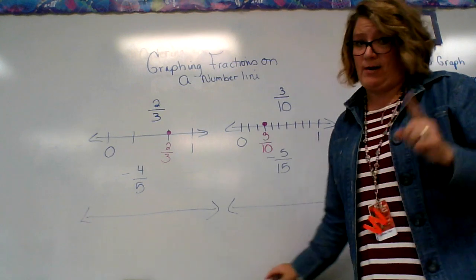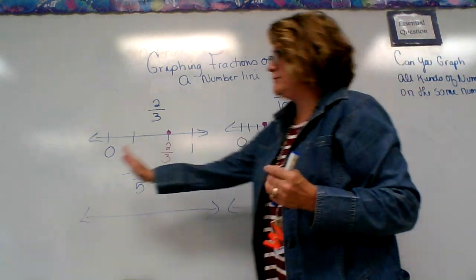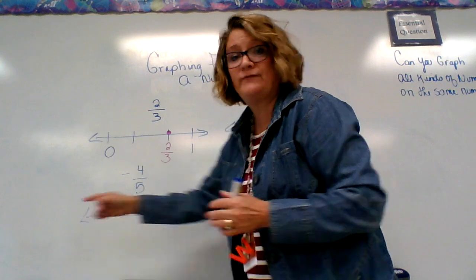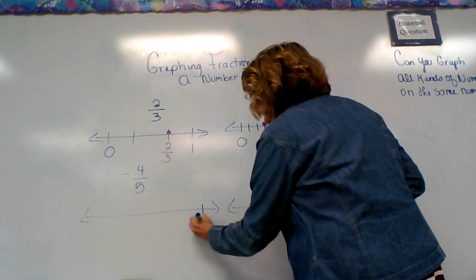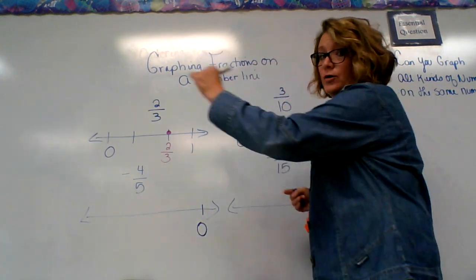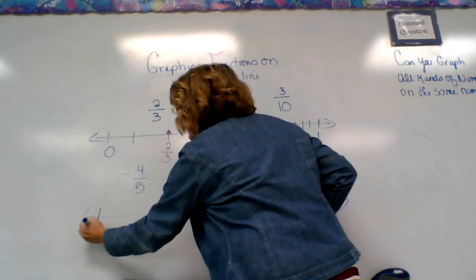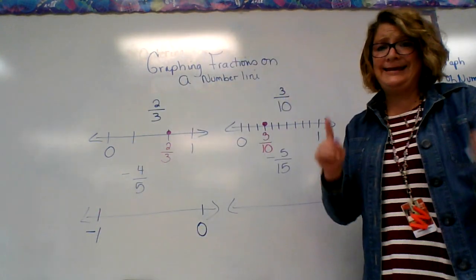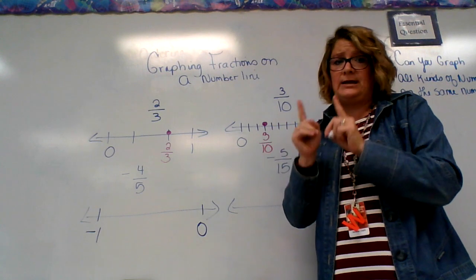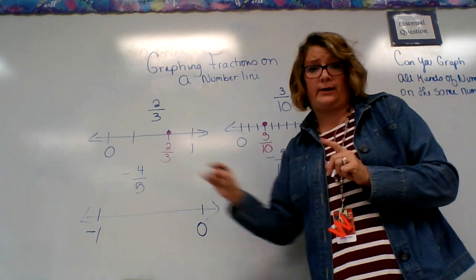So when I make my graph this time, I'm not going to put 0 over here all the way on the left. I'm going to put 0 over here. And then all the way to the left on this graph, I'm going to put -1. And my graph of -4/5 is going to fall somewhere in there.